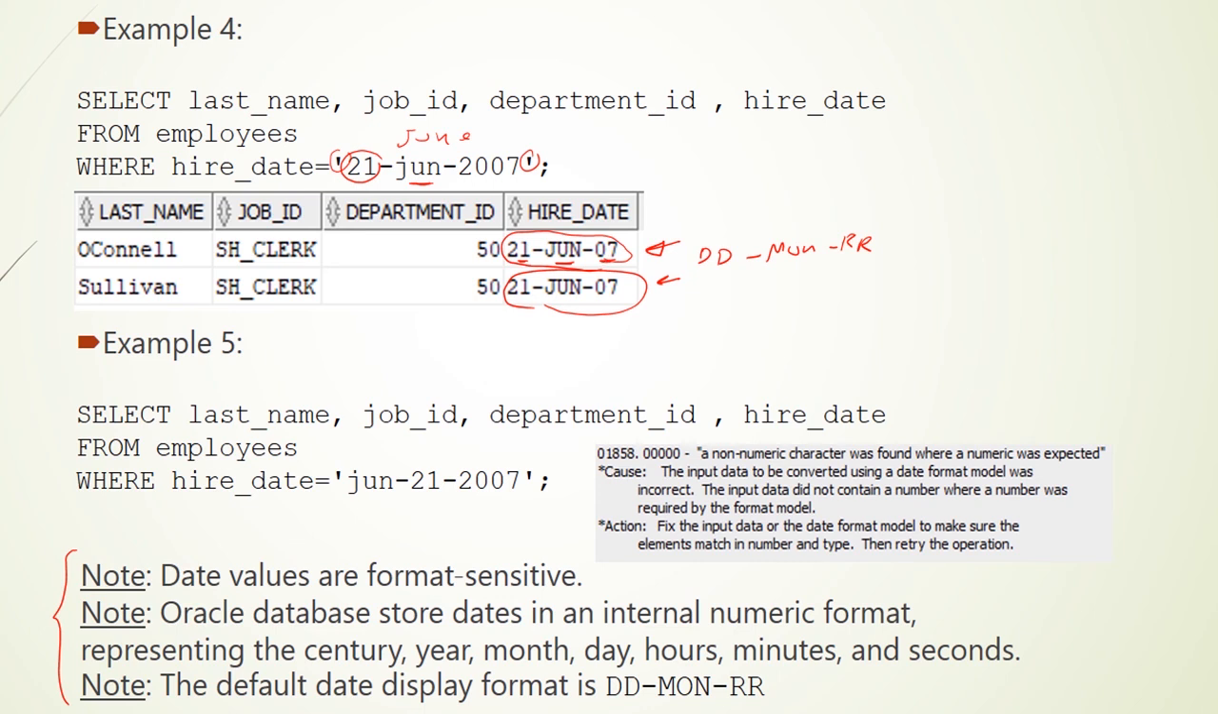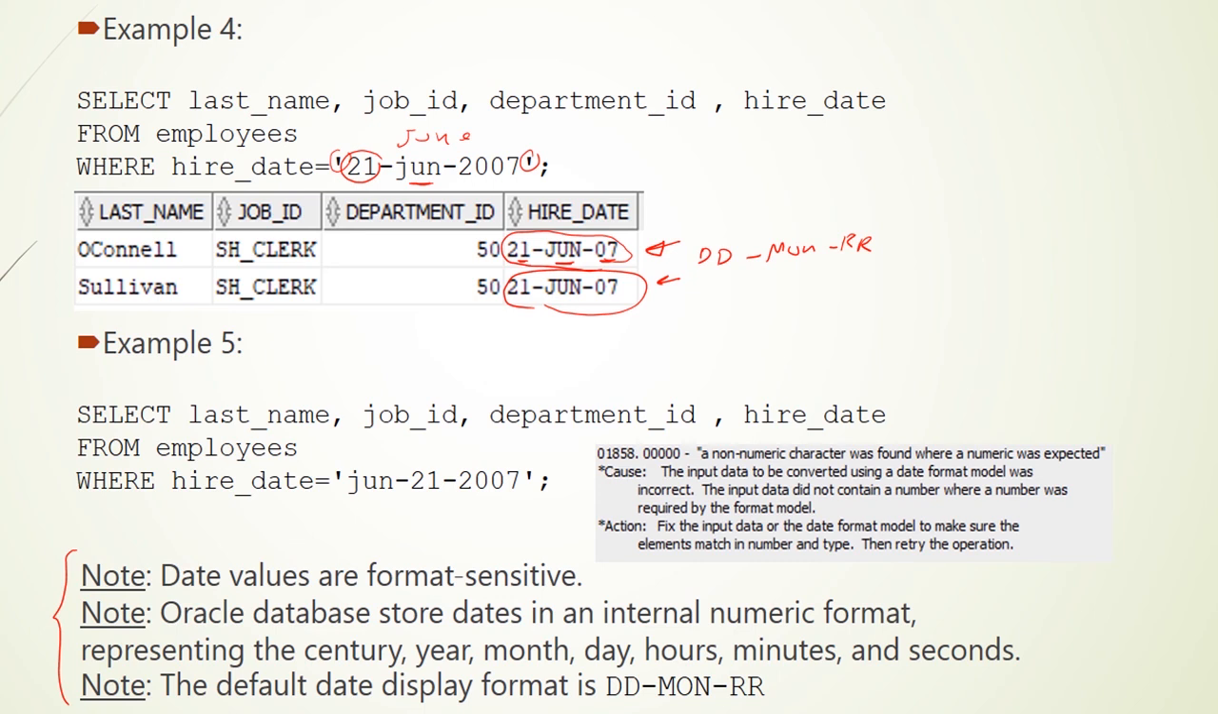The second note here, Oracle database stores dates in an internal numeric format, representing century, year, month, day, hours, minutes, and also seconds. Even though the display format only displays the day, the month, and the year, the date is stored internally in numeric format, representing the century, the year, the month, the day, the hours, the minutes, and also the seconds. In later chapters, we will learn how to display the hours, the minutes, and the seconds from the date.